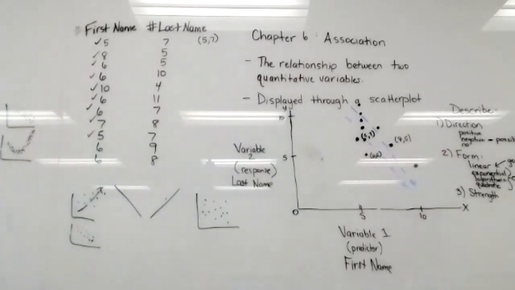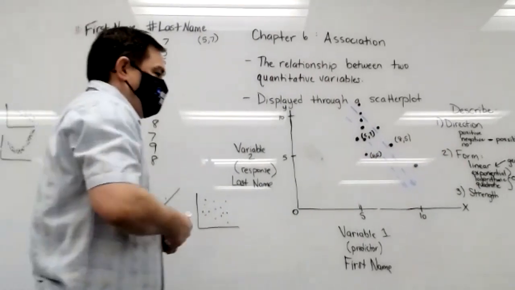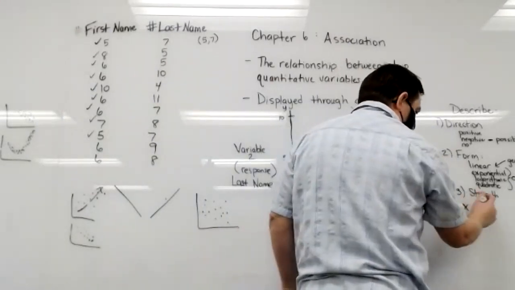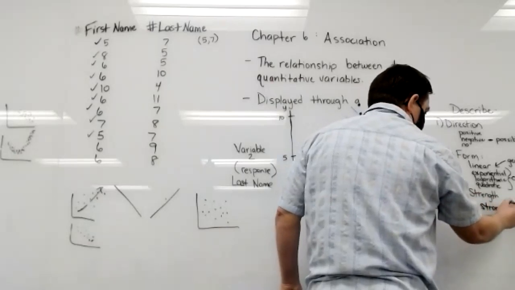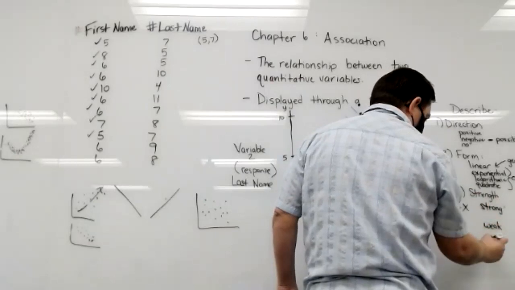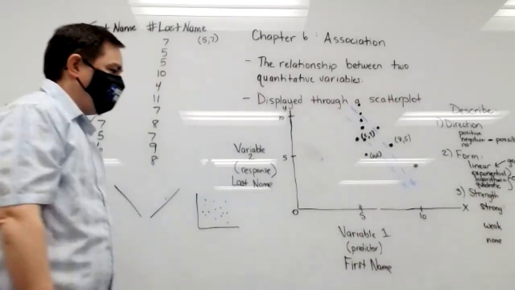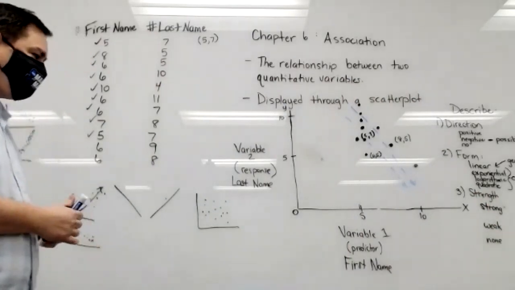I mentioned a lot of statistics are subjective. And that's the problem we run into when we talk about strength. Is our association strong? Is it weak? Is there none? Is it something in between strong or weak? How can we describe the strength of its association?